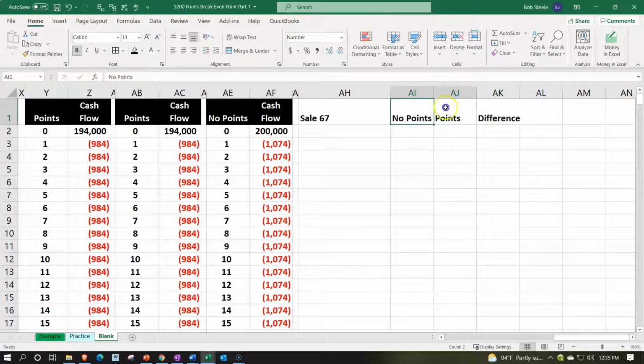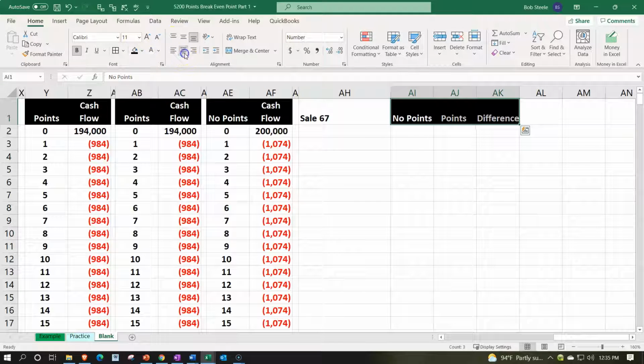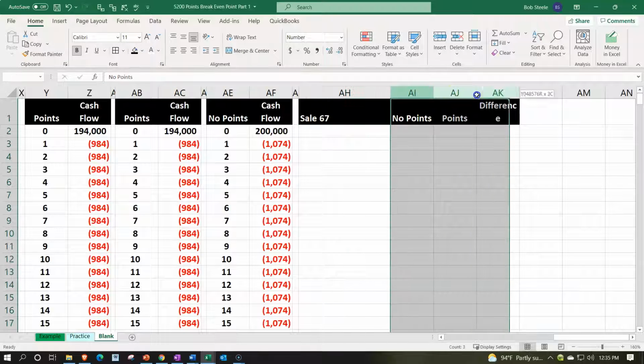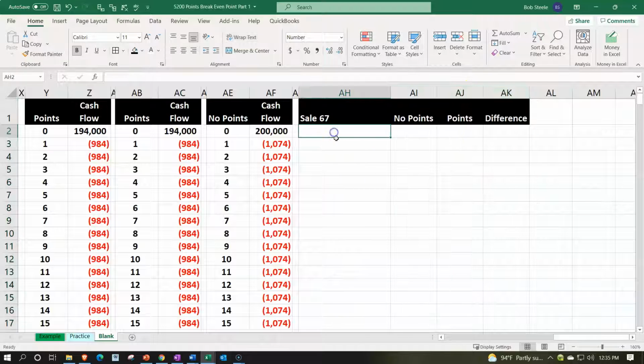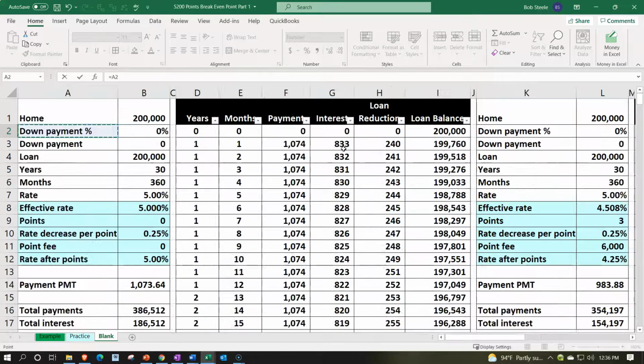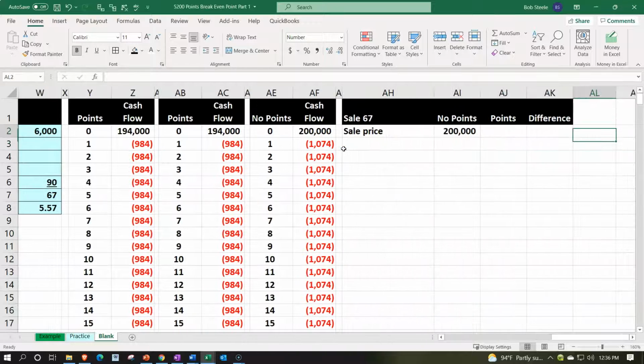Let's do our headings here. Let's do some black and white. Let's do some centering. Let's do a wrap. Black and white. This one, I'm not going to center it. And there we go. And we can make this a little bit larger so we can have the difference there. Okay. So let's say we sold it, sales price. And let's just say the sales price happens to be the amount we purchased it for, which is just going to be the $200,000. So we'll say we sold it for $200,000.